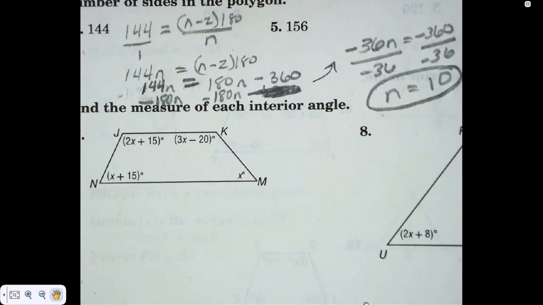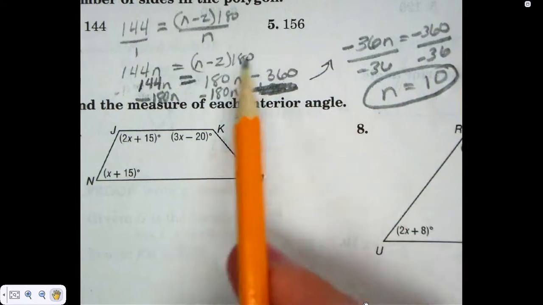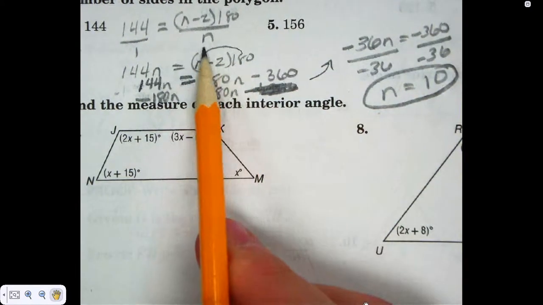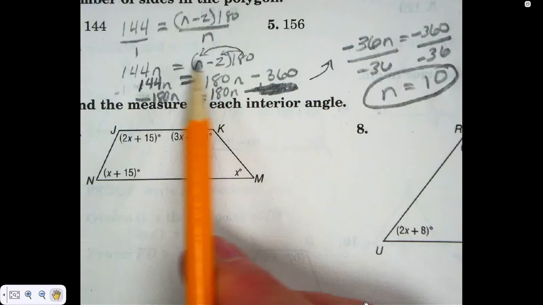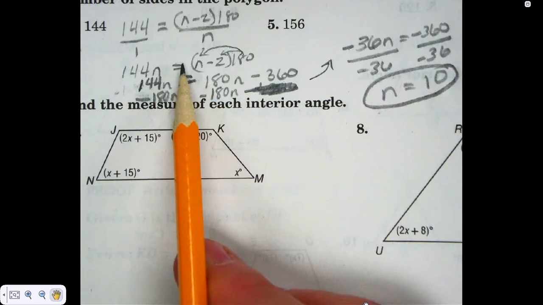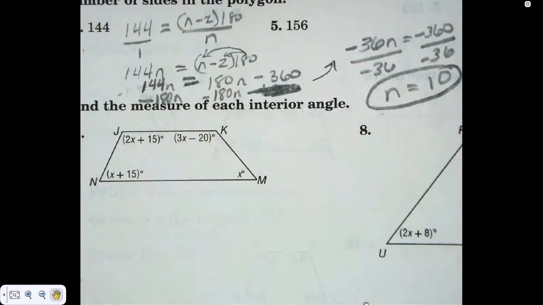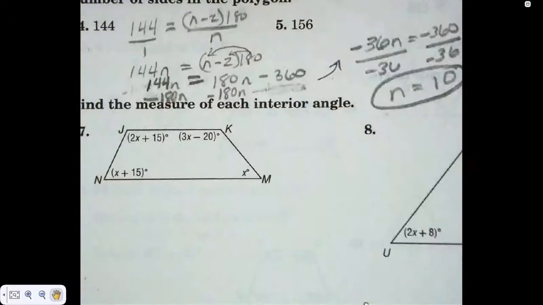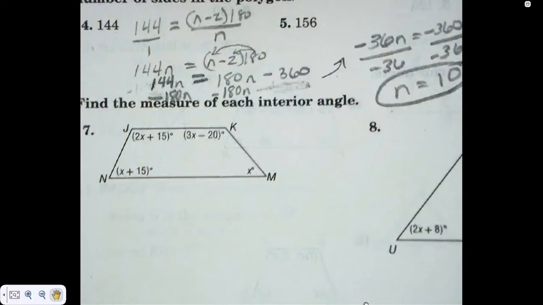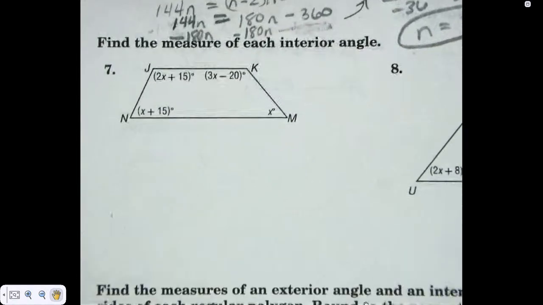Good question. Has everybody got that down? Yes, ma'am. What we did here is I went 180 times n and 180 times negative 2. You're used to this 180 being out in front, aren't you? I just distributed through, because negative 2 times 180 is a negative 360. Makes sense? But you guys are used to seeing that out on the other side, so that's probably what threw you a little bit. Good question. We good? Everybody got it down?